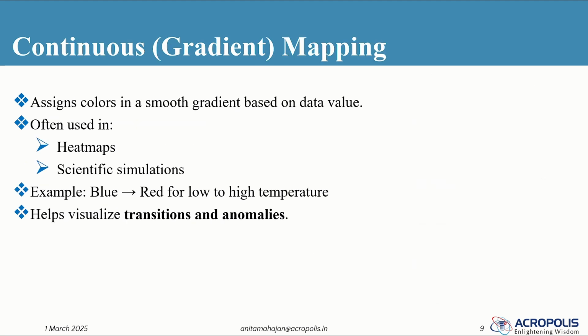Next is gradient mapping, also called continuous mapping. Here, data values are smoothly mapped to a gradient of colors. This is common in heat maps. For instance, blue may represent low values and red indicates high values. It is widely used in simulations like weather maps or fluid dynamics, where you need to show gradual transitions.